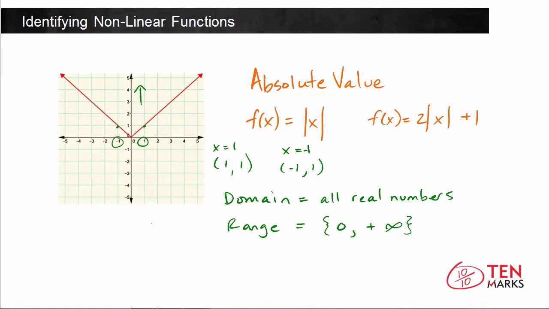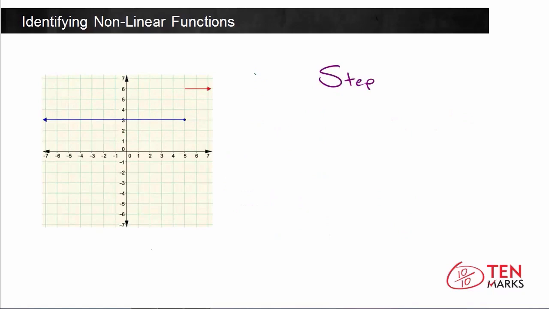Now let's take a look at the last example of a nonlinear function, which is called the stepwise function. A step function graph has line segments that resemble steps with gaps in between each one. So you can see you've got this blue line, and then there's this gap here, and then the red line continues on.